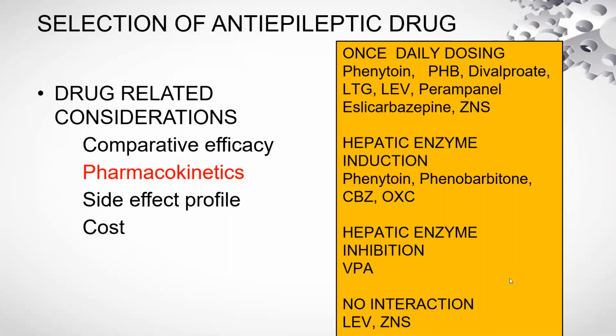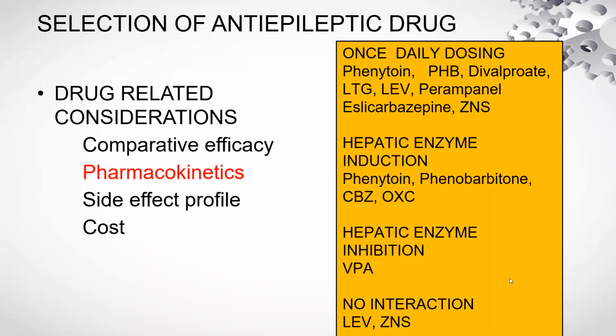Some drugs induce the hepatic enzymes, which can increase the metabolism of other drugs which are metabolized through the liver. For example, these drugs include phenytoin, phenobarbital, carbamazepine, and oxcarbazepine. So these drugs can render other drugs which are metabolized through the hepatic enzymes ineffective. So as far as possible, we should avoid drugs which have hepatic enzyme induction as their property.